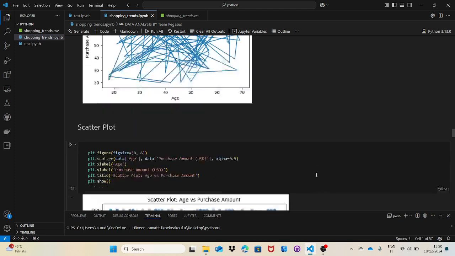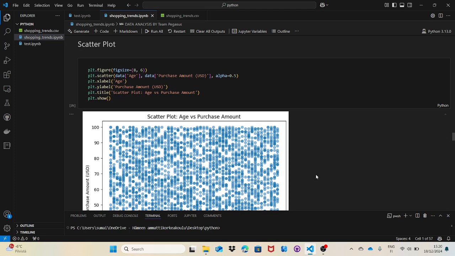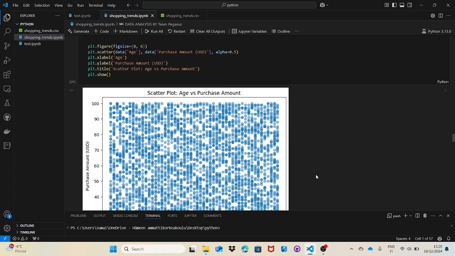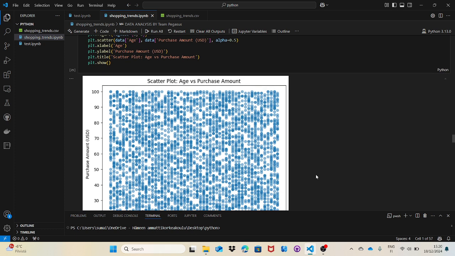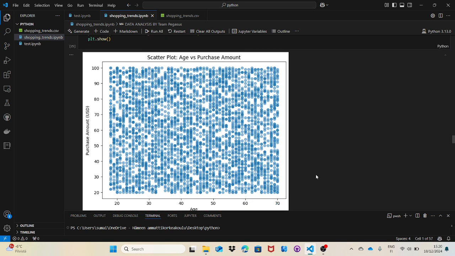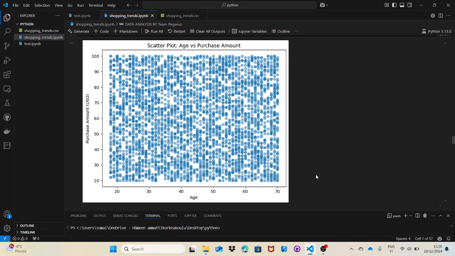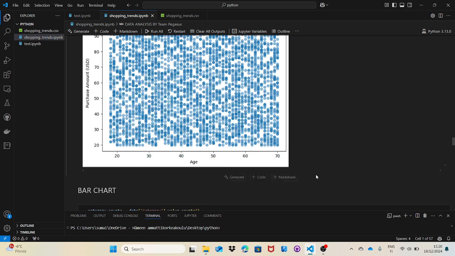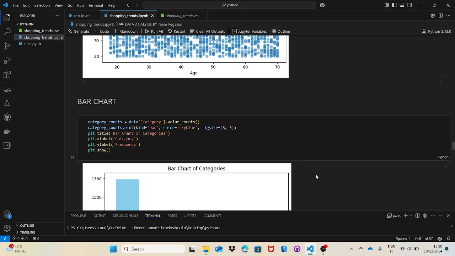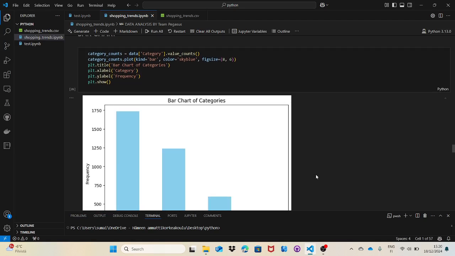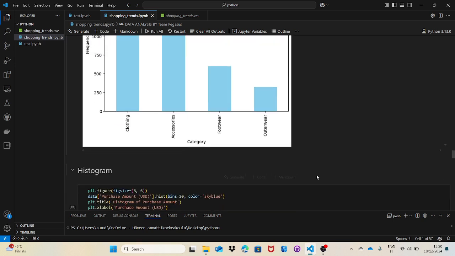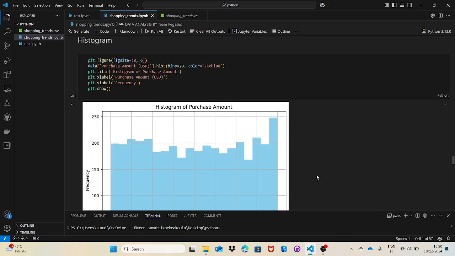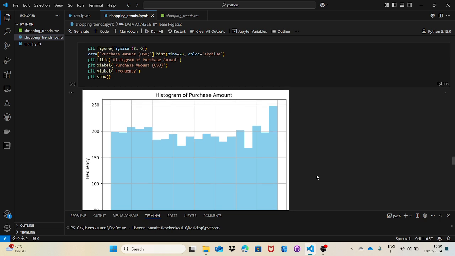Scatter plots were used to show how two variables like age and purchase amount were related. This allowed me to see correlation, whether positive or negative, between different attributes. Bar charts helped me to analyze categorical data like which product categories were most popular. Histograms were useful for visualizing numerical data such as the age distribution of customers.